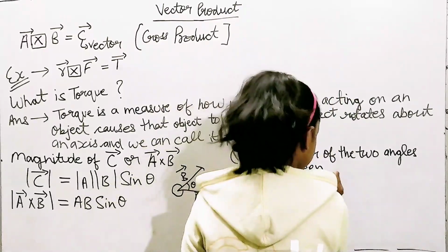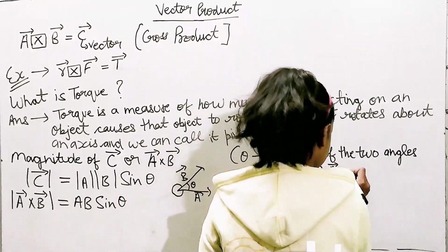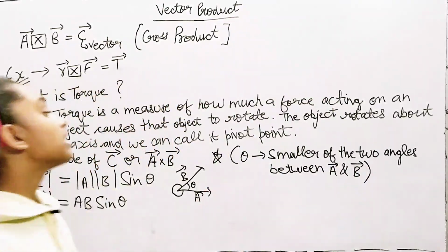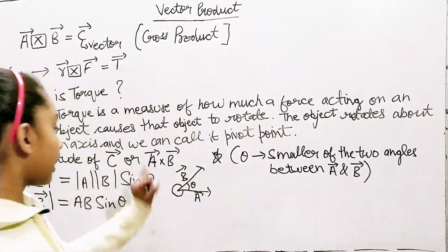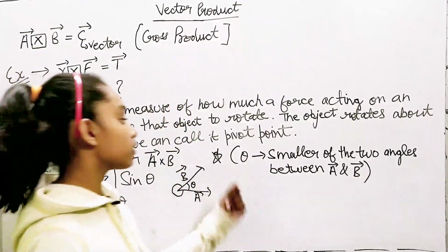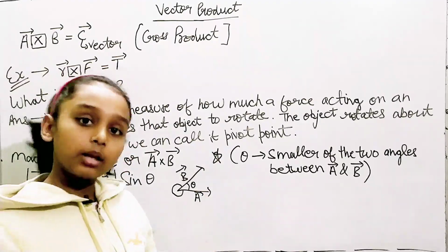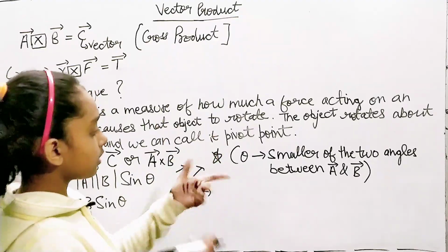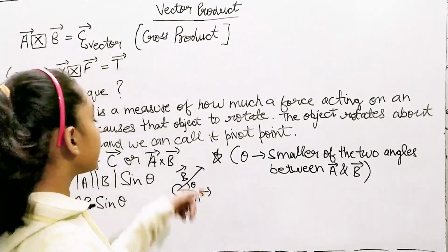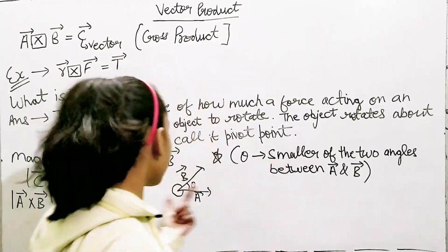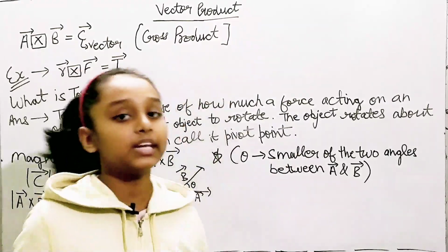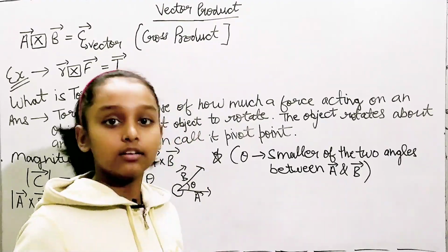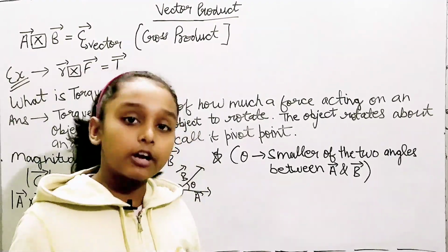vector A and B. Don't forget, this is really important. Theta is the smaller of the two angles between vector A and vector B. But in normal simple language, theta was just the angle between the two vectors. But in vector products, theta is the smaller of the two angles between vector A and vector B. Remember it, okay? Don't forget.